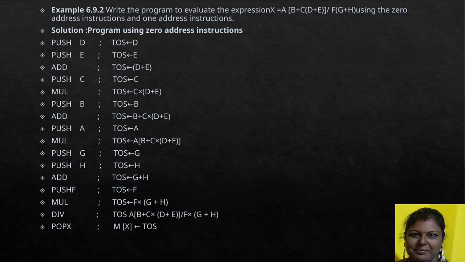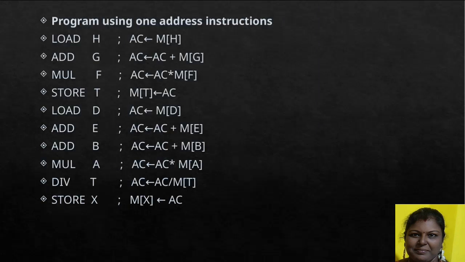Here, we have a program written using one-address instructions. Each line shows an operation and the memory location it works with. For example, we start by loading the value at H into the accumulator. Then we add the value at G, multiply by F, and store the result at T next. We load D, add E and B, multiply by A, and finally divide by the value stored at T. The final result gets stored at X. This sequence illustrates how complex calculations can be broken down step by step with simple instructions.